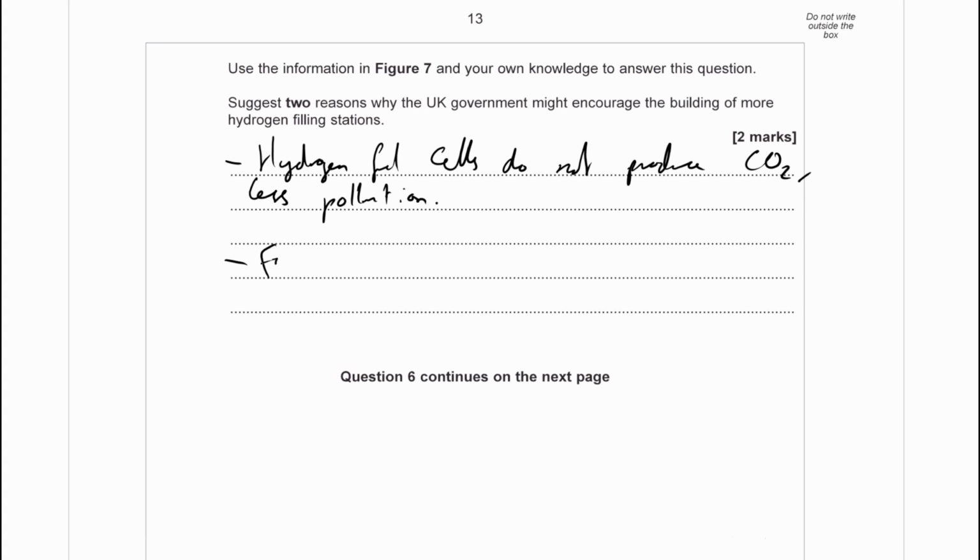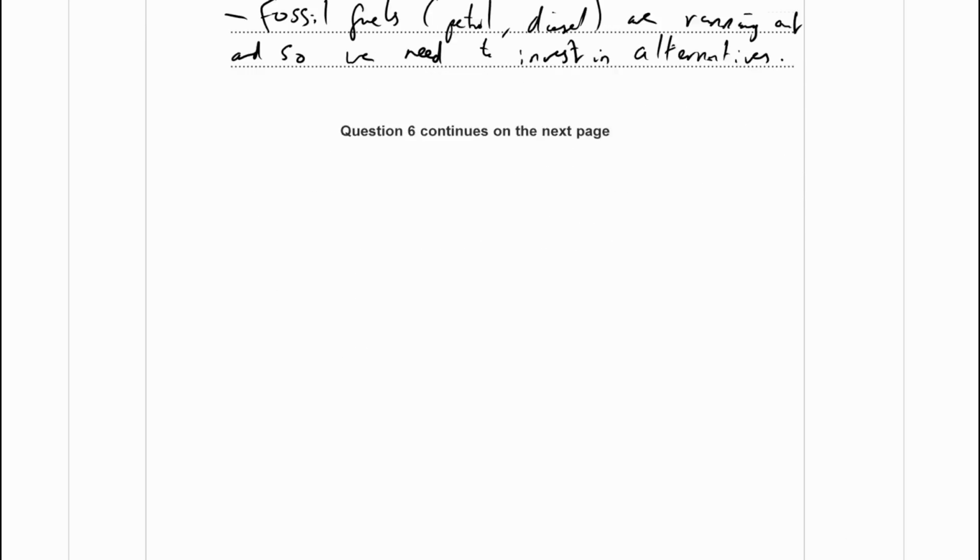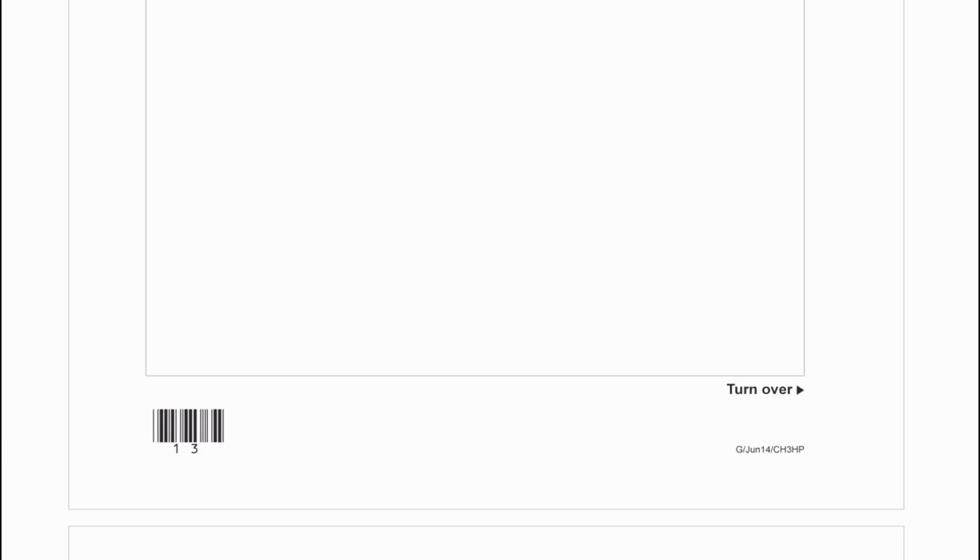All right, so fossil fuels, I put in brackets, petrol, diesel, are running out, and so we need to invest in alternatives. All right, okay, so let's move on to the next page.